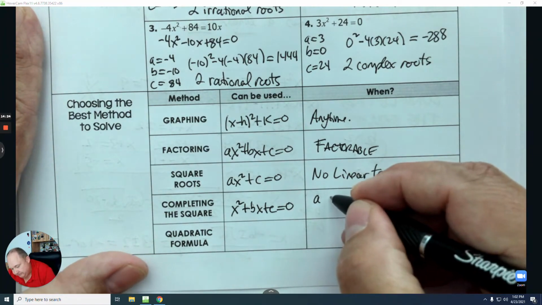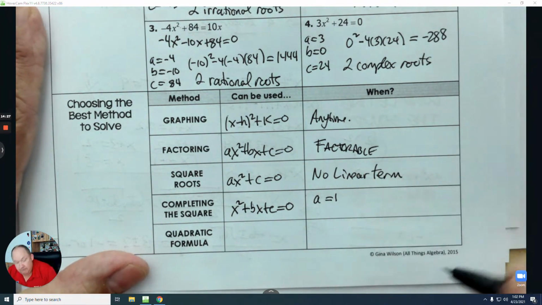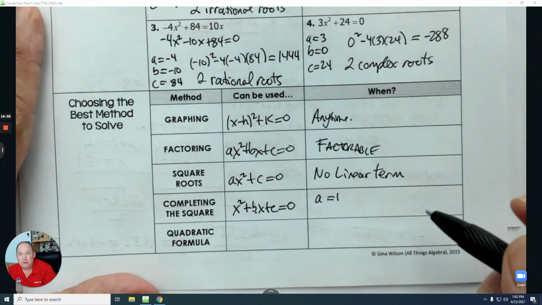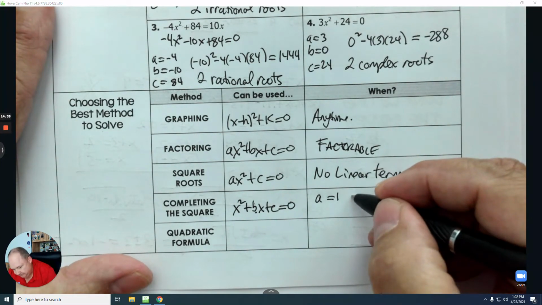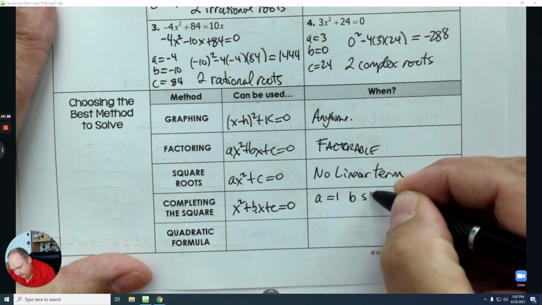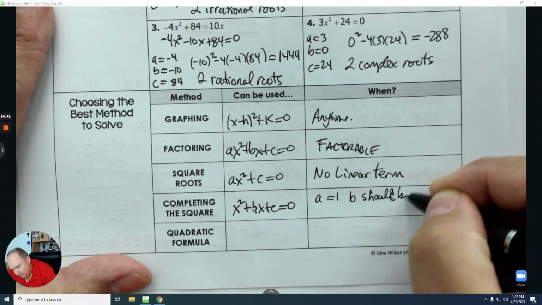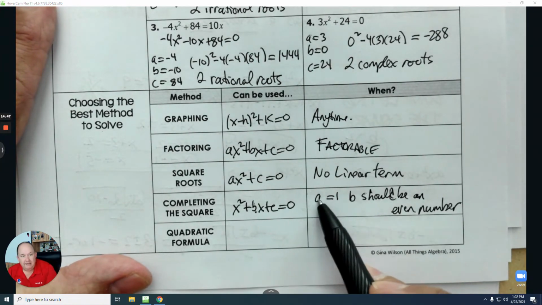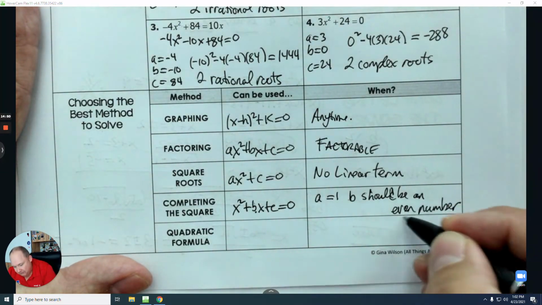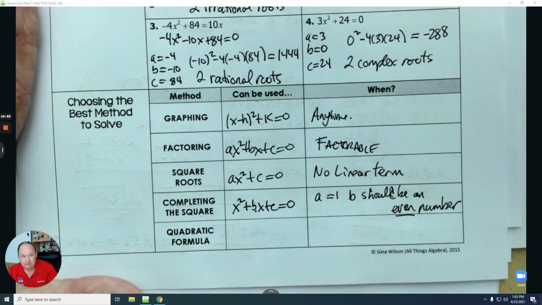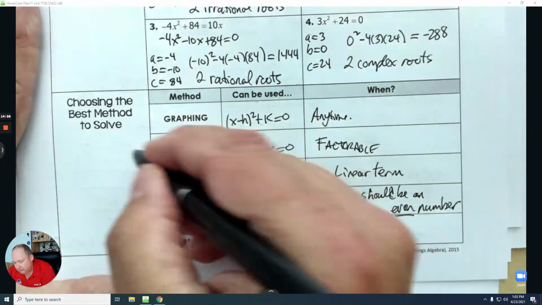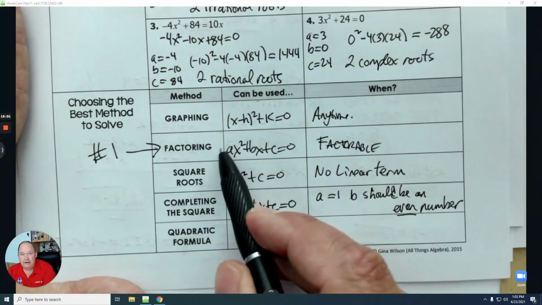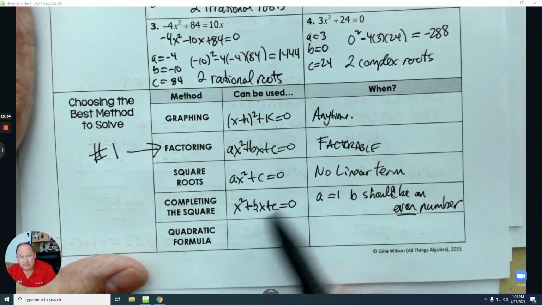And it doesn't have to be, but really B should be an even number, or else it creates fractions and it creates a lot more work. So if A is 1 and B is an even number, that's when I would choose to complete the square. And if it's not factorable. If it's factorable, this is where you go to right away first. This is number 1 right here. To solve a quadratic, is it factorable? When it's not factorable, then these other methods come into play.